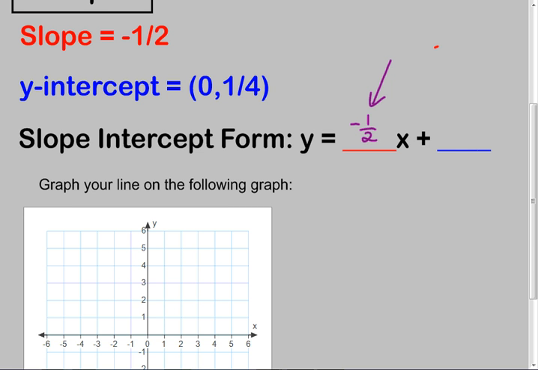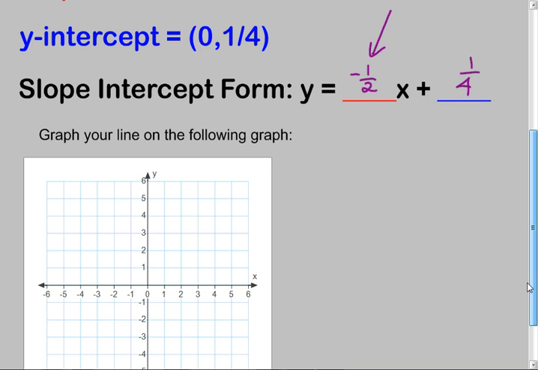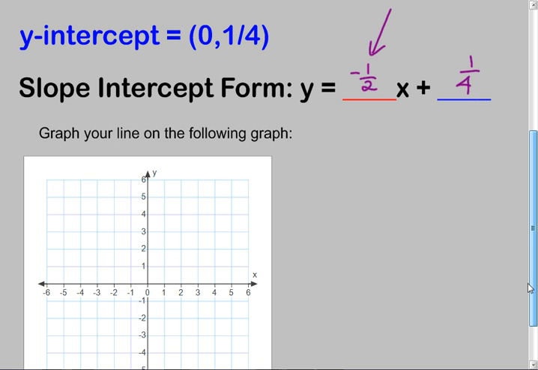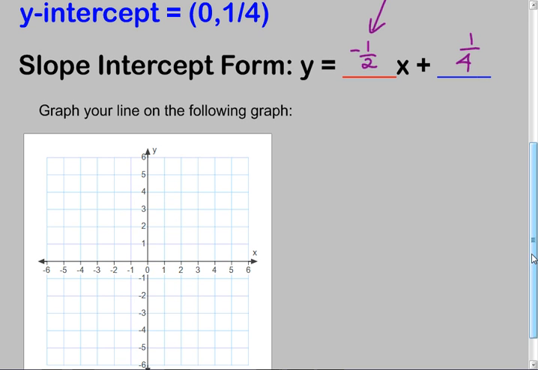Okay, what's B? Your neighbor here, I don't know his name yet. Colin, what's B? 1/4. Oh, that's not fun to graph. Is it? It's not fun to graph. 1/4 will be right here. Where did I come up with that one? Did somebody change it? And it's -1/2, which means I'm going to go down 1. So if I was at 1/4, I'm going to be at -3/4, and I'm going to go to the right 2.